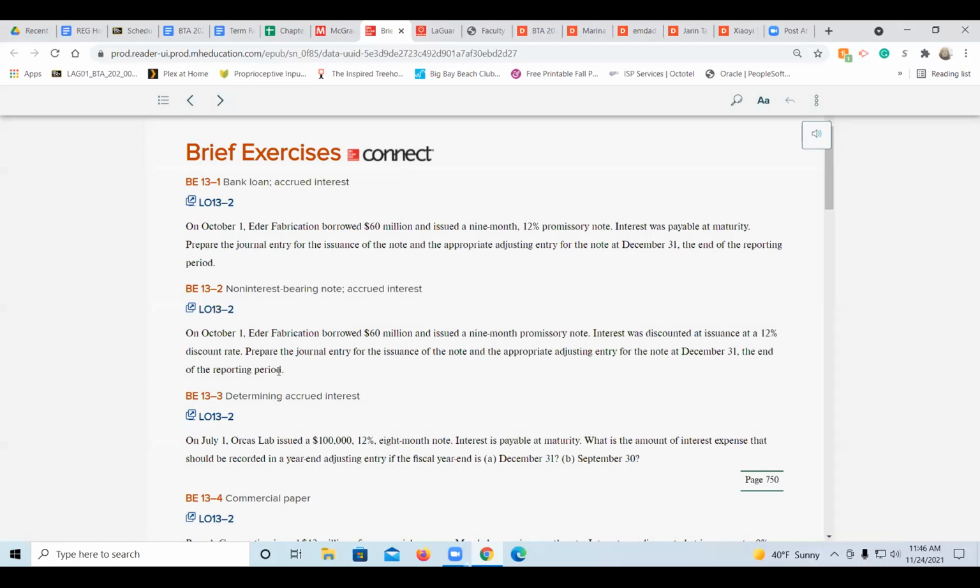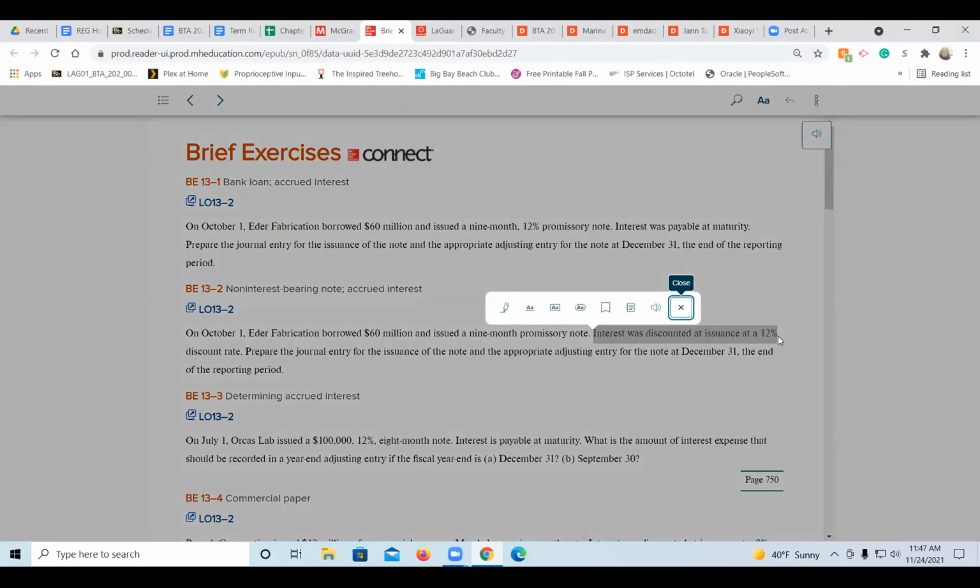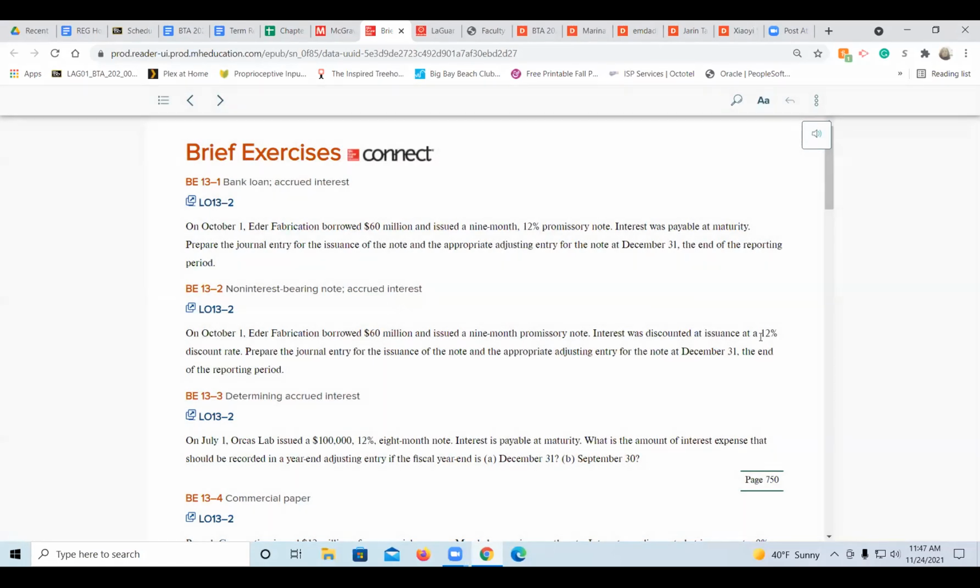Oh, it's not even letting me copy from here. Okay, so I'm going to read the question here, and maybe I'll be able to update the exercises to add this one. The reason I'm doing this is because this question is a little bit different. It tells you that it is a zero interest note, but it just tells you that it's discounted at a 12% discount rate, and I want to make sure that we know how to treat that.